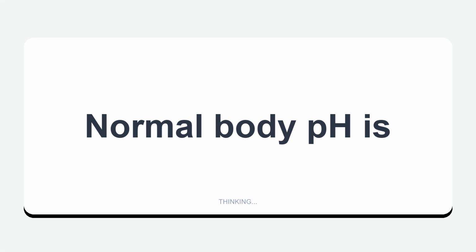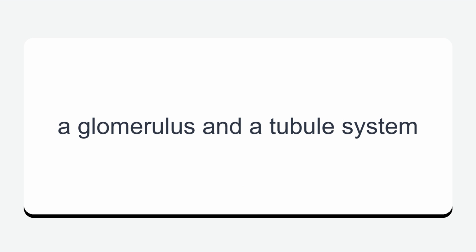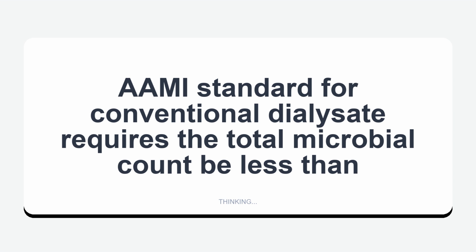Normal body pH is 7.35 to 7.45. A nephron is made up of a glomerulus and a tubule system. Which of the following diffuses from the patient's blood during dialysis? Urea. The AAMI standard for conventional dialysate requires the total microbial count be less than 100 CFU/ml.